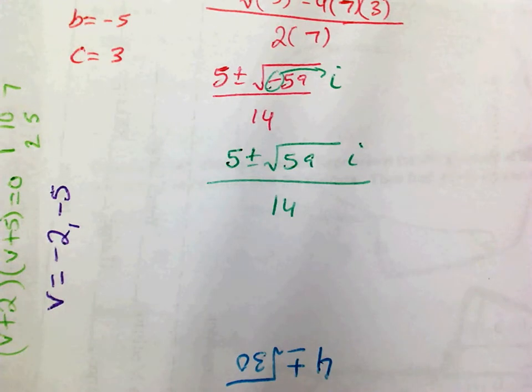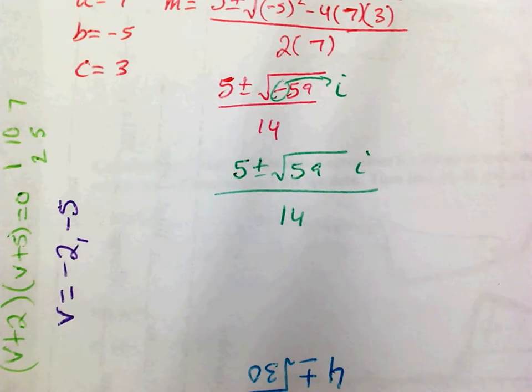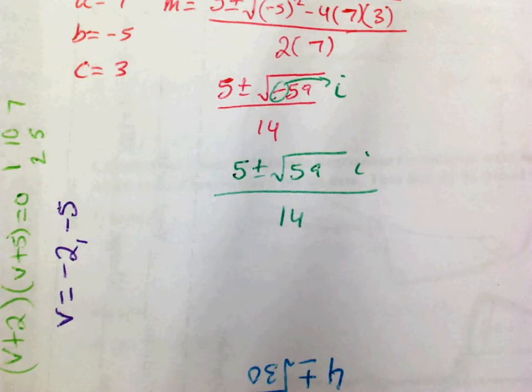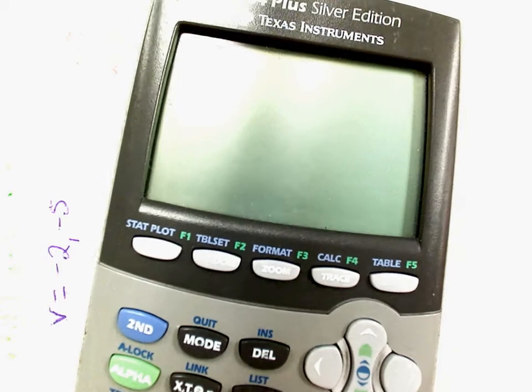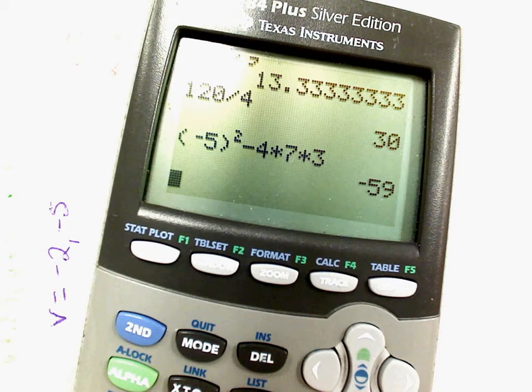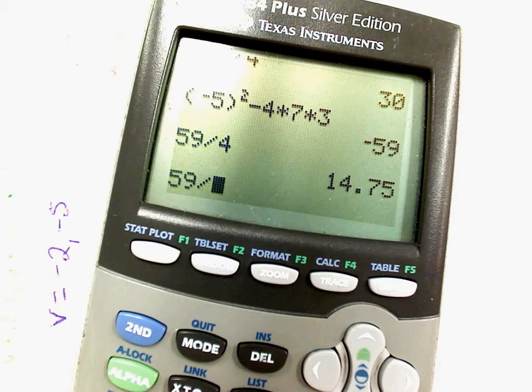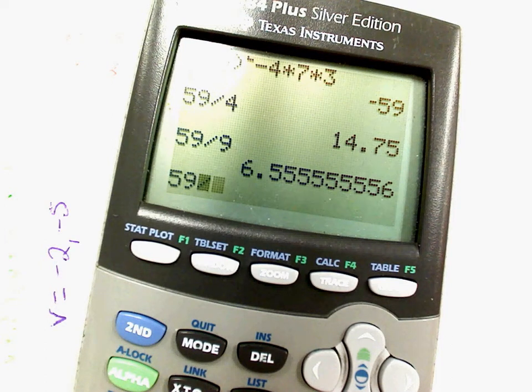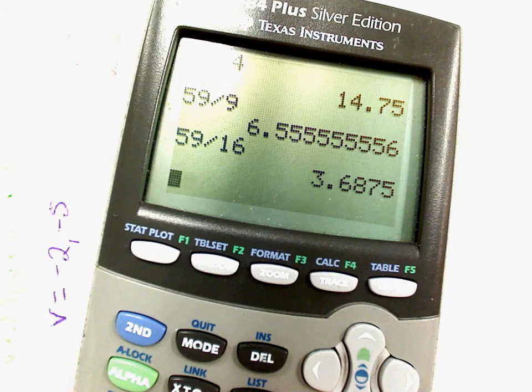Is there a perfect square that goes into 59? Right. I mean, I could try and divide. 59 divided by 4. 59 divided by 9. 59 divided by 16. It's not going to work. 59 divided by... Yeah. So we're good. Okay.